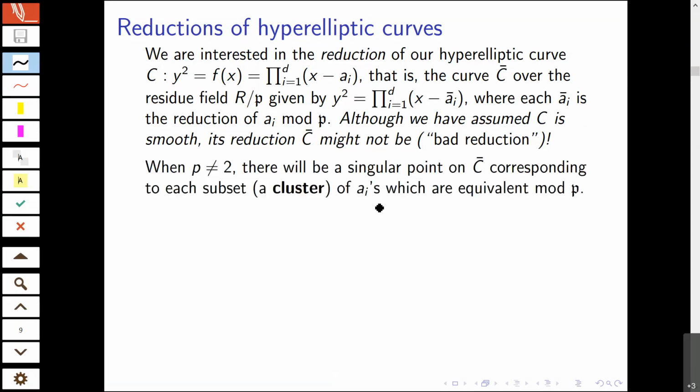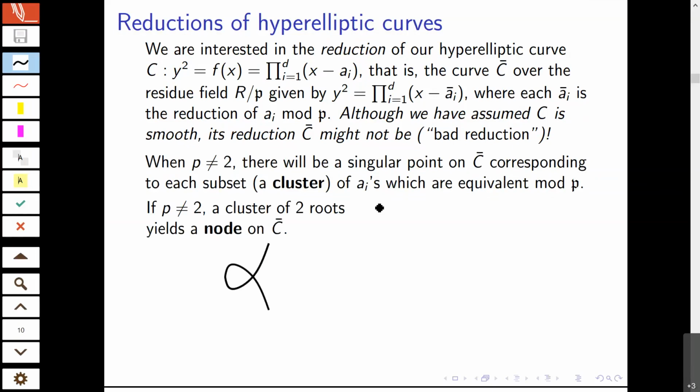We call this bad reduction. And when p is not 2, as I just explained, the singular points of the reduction are going to come exactly where we get several roots of the original polynomial, which are equivalent modulo p. We call such subsets of roots a cluster, right? So if there are no clusters, we have good reduction if p is not 2, but each cluster will give us a singular point.